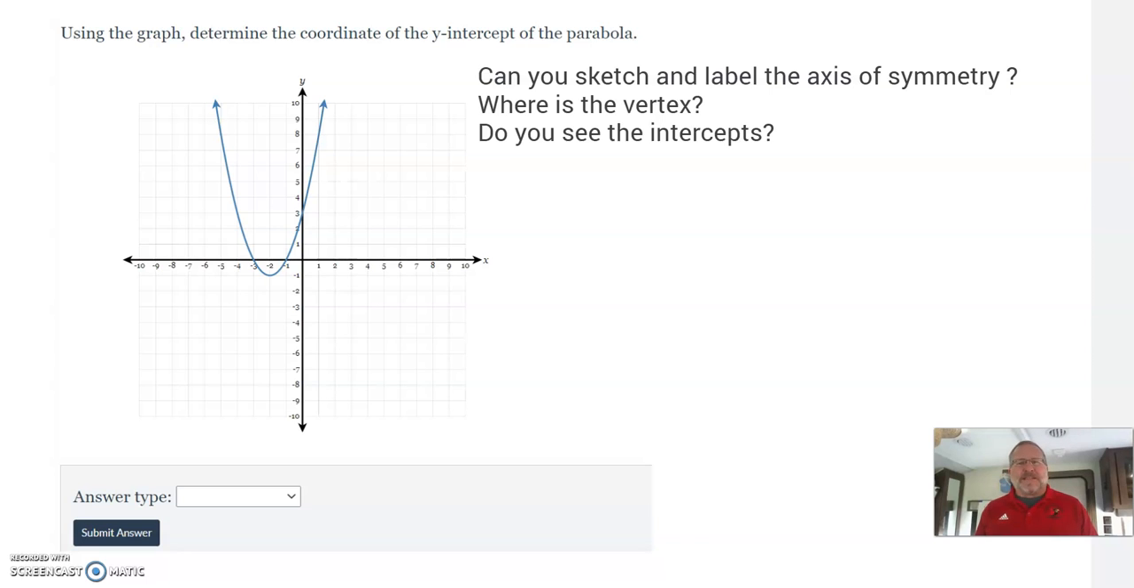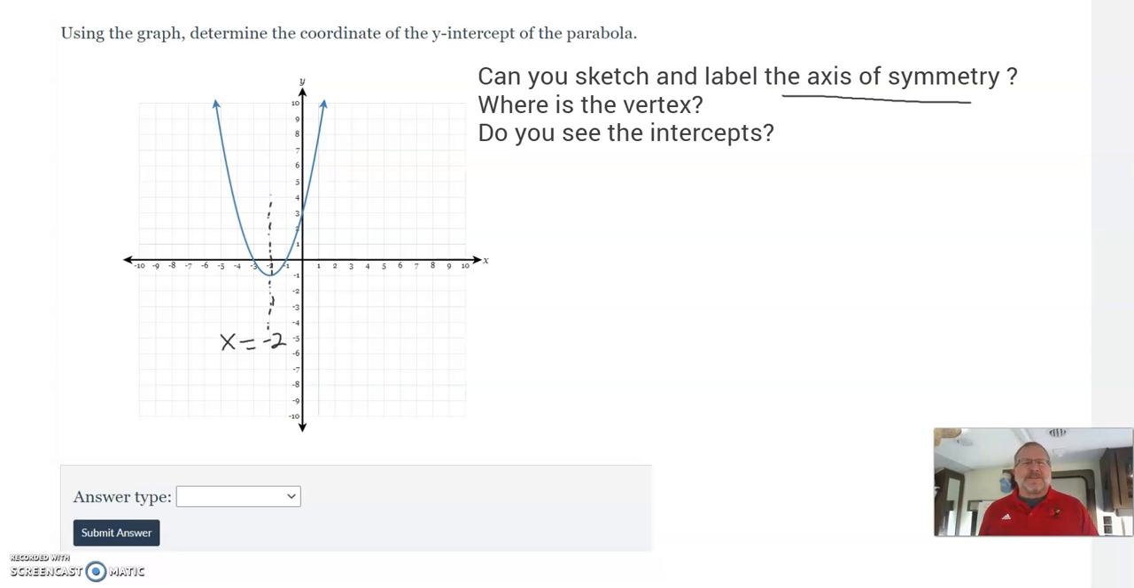So let's start with some basics about a parabola. Can you find and sketch the axis of symmetry? We're looking for that reflection line. I can see that the blue parabola there has a reflection left and right, and that reflection is over a vertical line where every x value is -2.